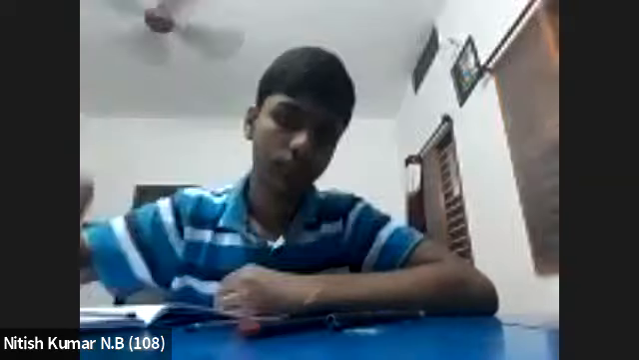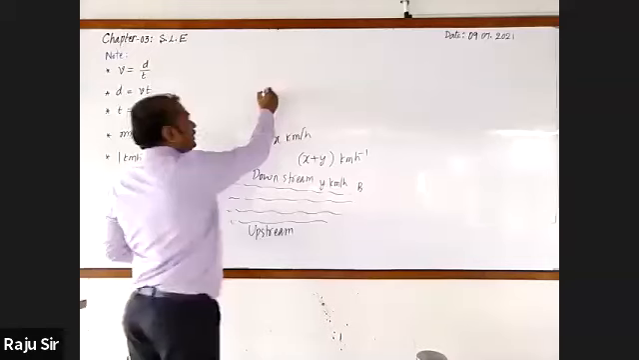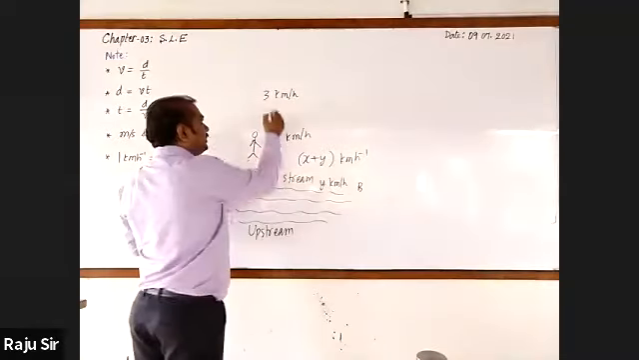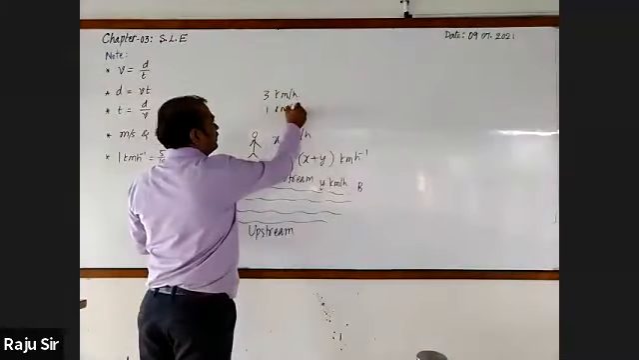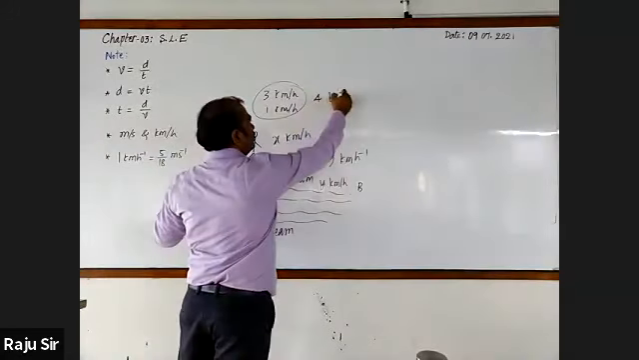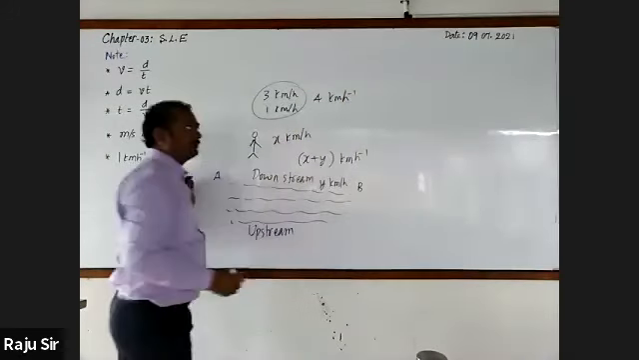Follow? Suppose your speed is 3 kilometer per hour and running water speed is 1 kilometer per hour. If you are moving in the downstream, your total speed will be 4 kilometer per hour.